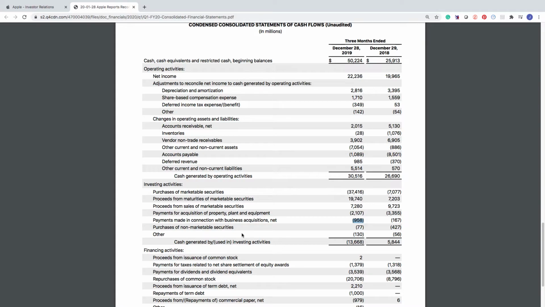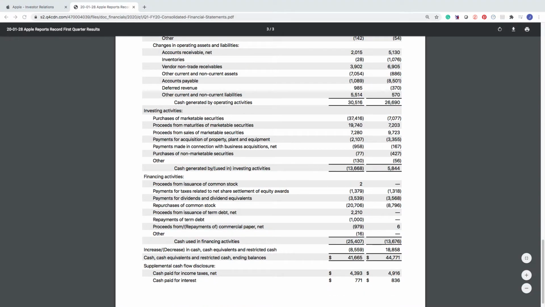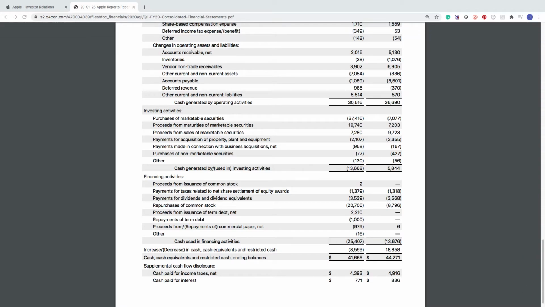And with that, guys, we've basically covered all the key items in the investing activities. Let's move on to the financing activities. So this is all the money that has moved in and out of Apple's bank accounts because of the financing and funding activities that Apple has done.